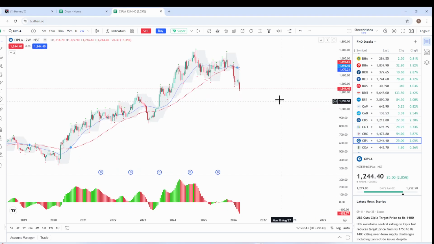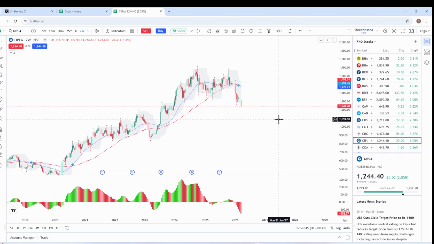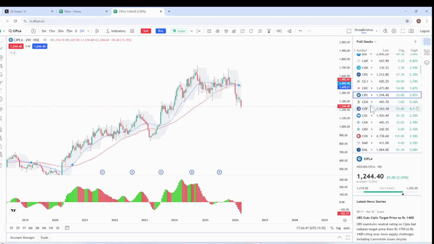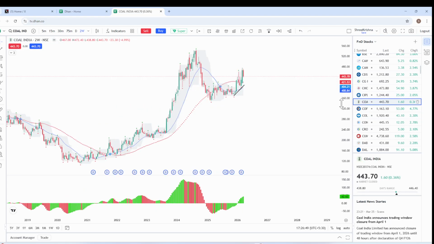Cipla, yes, you need to wait for at least 1 month for reversal. Coal is, you see this sharp move, it is coming. Coal prices will come down.